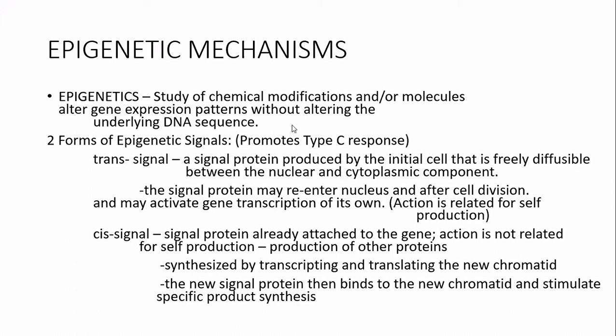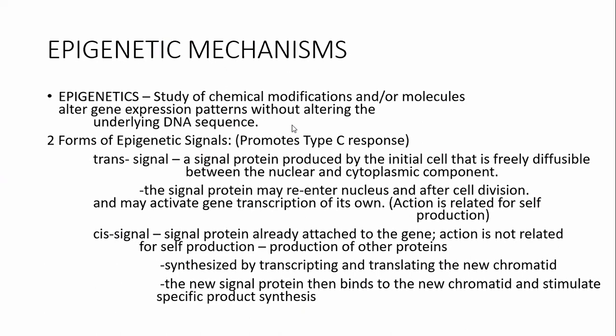Lastly, the last topic for this afternoon, epigenetic mechanisms. So, what is epigenetics? It is the study of chemical modifications and or molecules that alter gene expression patterns, meaning how often a gene is transcribed and translated, without altering the underlying DNA sequence. We have two forms of epigenetic signals. Your trans signal is a signal that is coded and produced by a specific gene, usually a protein since these are our signals. Coded by a specific gene, and it can go in and out of the cell. Okay? After cell division, the cytoplasm and nucleus separate.